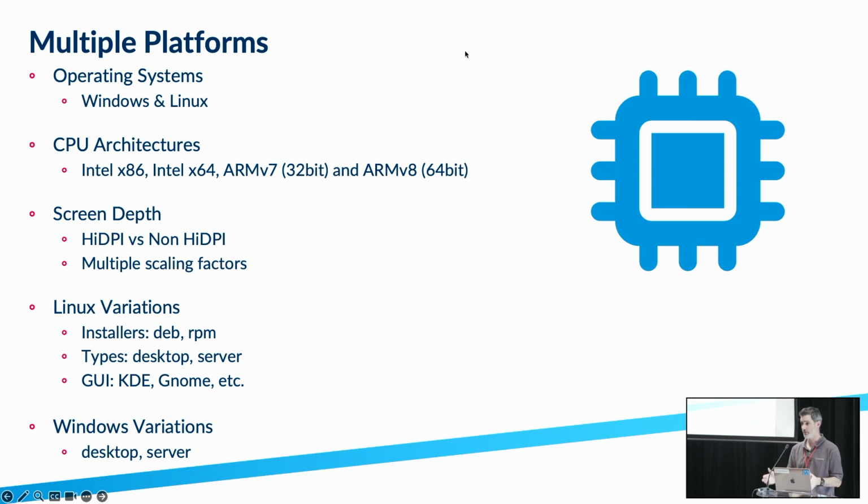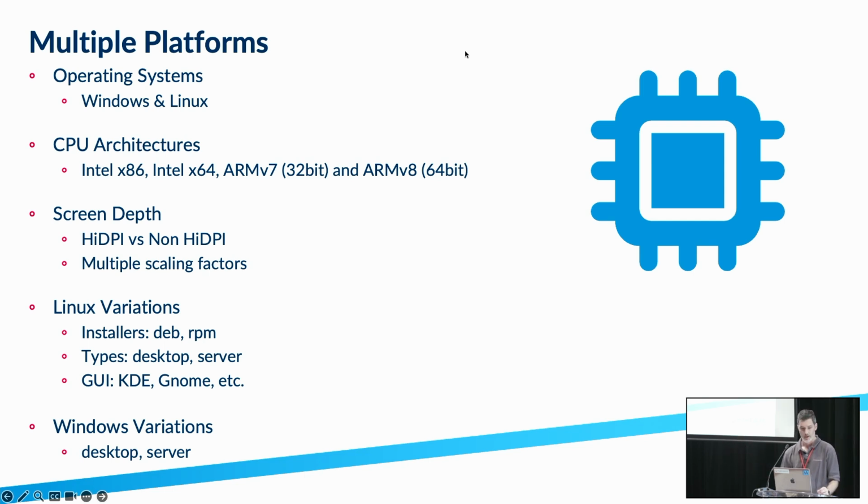Then we have multiple platforms. For example, we support Windows and Linux. We have different CPU architectures like Intel x86 64, ARM 32 bits, and ARM 64. We have support for different types of screens, like high DPI and non-high DPI, with even different scaling factors. We have been beaten by edge cases of high DPI issues that happen only with a certain scaling factor.